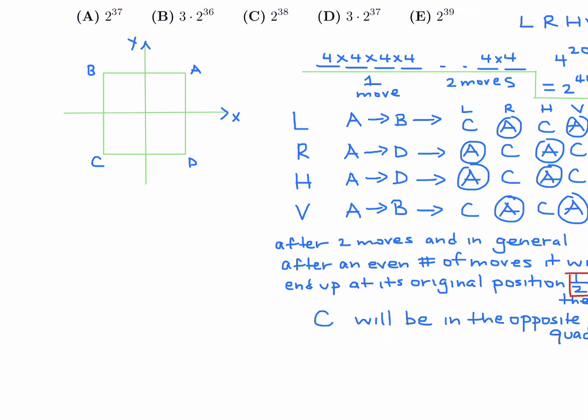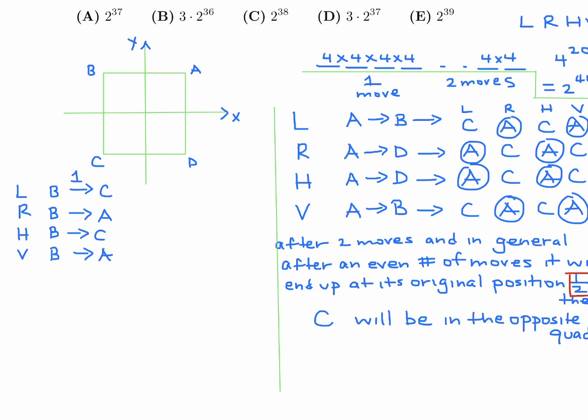So I think we'll be able to do it with this much space here. Okay, so here we go. So this time for B now, we have L, R, H, and V. And we're going to start and see what happens with B. And I won't talk you through it, I'll just write it out. So B will go to C, B will go to A, B will go to C for this one, and B will go to A. Now that was just the first move.